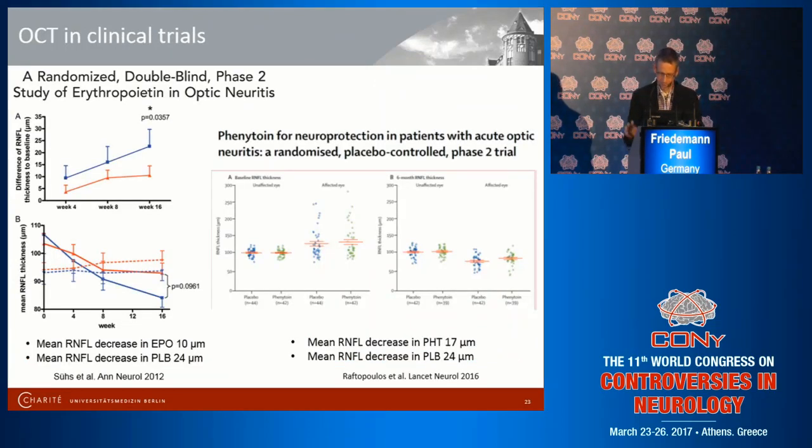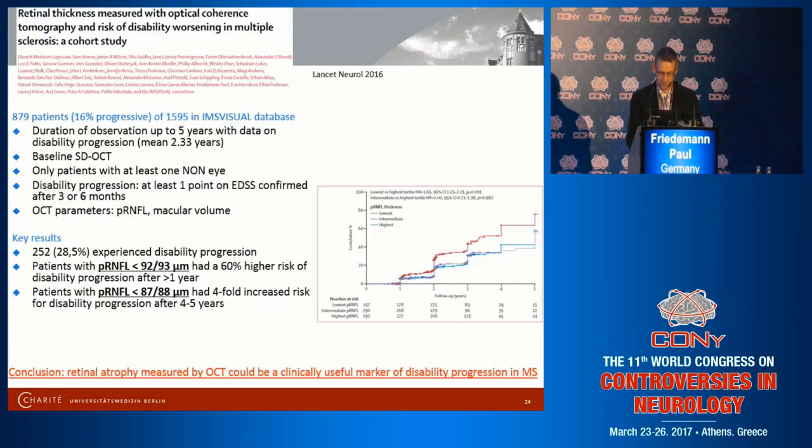To come to the end, I just briefly want to touch on the fact that also in clinical trials, OCT has been used multiple times with, let's say, good outcomes and showing a good clinical validity. And now, for clinical management, this work, I think, is somewhat seminal, although it was retrospective in nature. This is from the IMSVISUAL Database, the International Multiple Sclerosis Visual System Consortium, that has collected roughly 900 patients in a database. And this was a very simple approach.